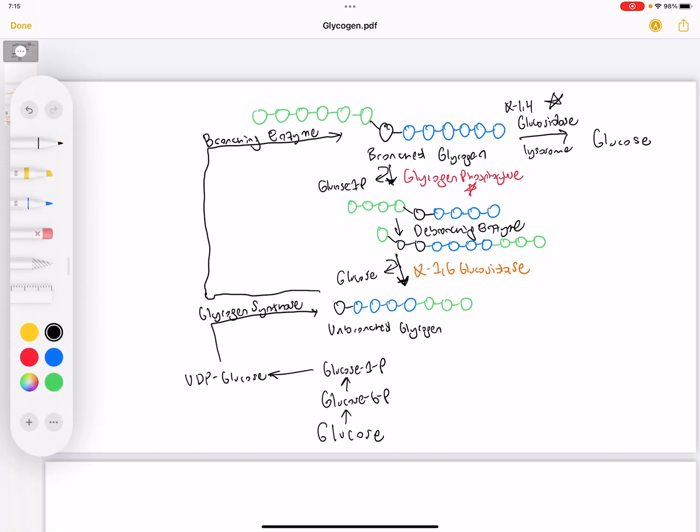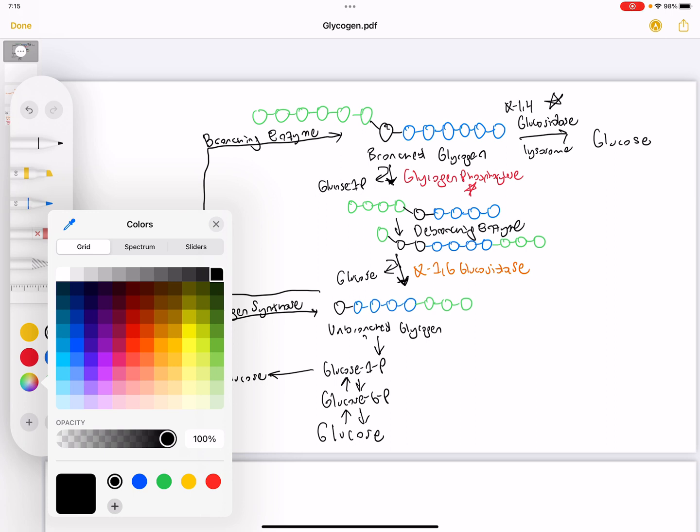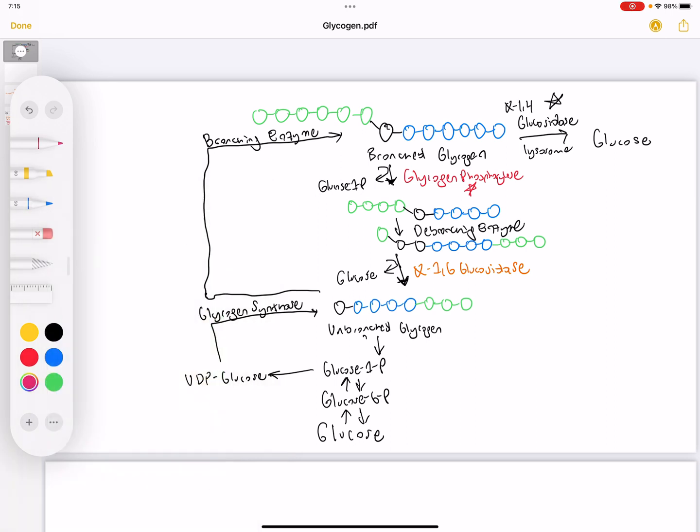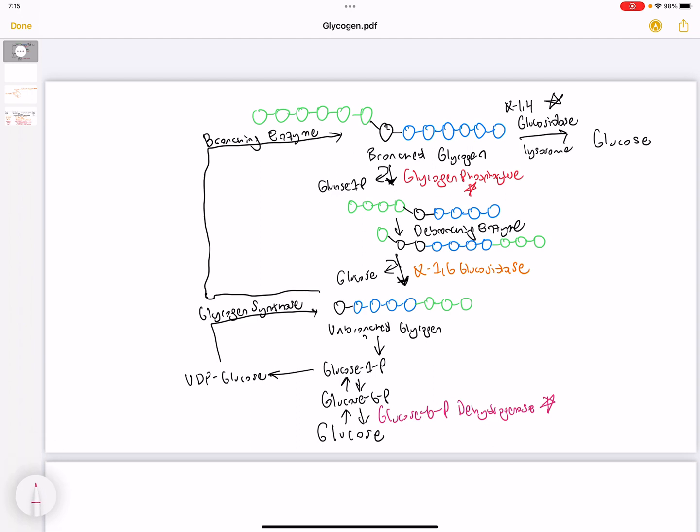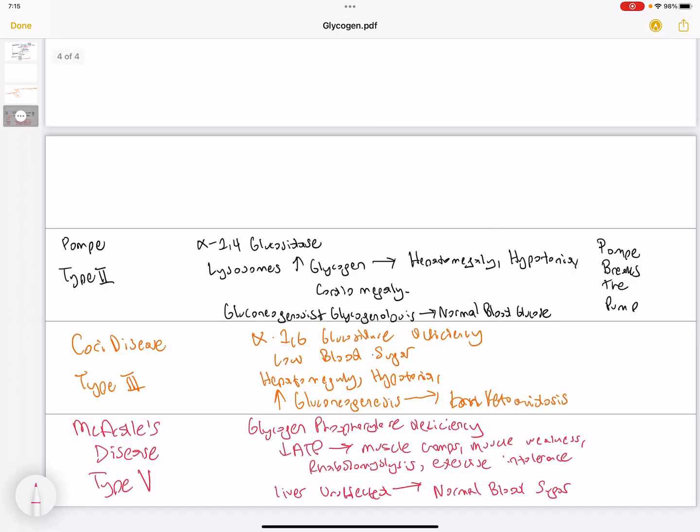Now this unbranched glycogen can then be converted into glucose 1-phosphate. Glucose 1-phosphate can then become glucose 6-phosphate, and glucose 6-phosphate can in turn produce glucose through the enzyme, and this is a very important enzyme called glucose 6-phosphate dehydrogenase. And if we have a deficiency in this enzyme, it is called von Gierke's disease. Let's write this down.